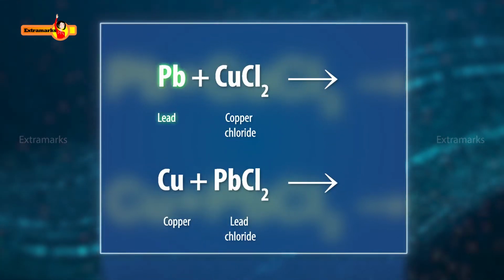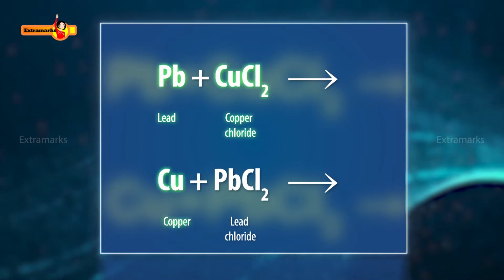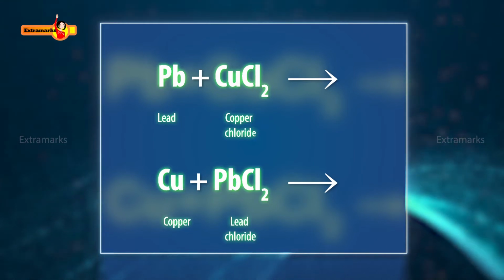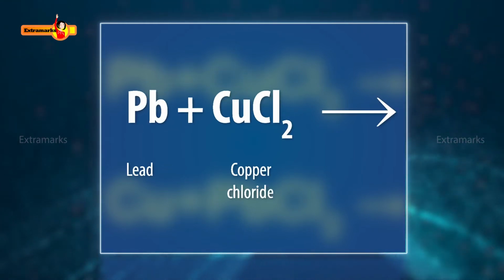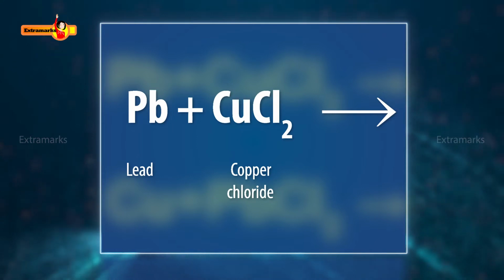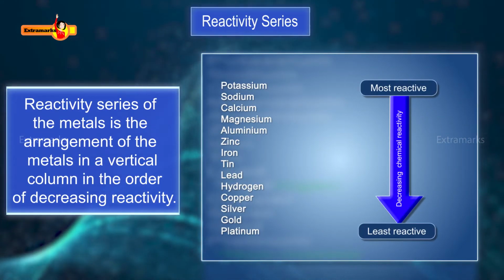The first one, where lead reacts with a copper chloride solution, or the second one, where copper reacts with lead chloride solution. Out of the two reactions, the first reaction would take place. But on what basis can we decide which metal would displace another metal from its compound? The answer is reactivity series.